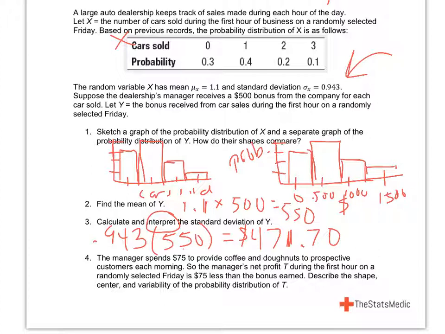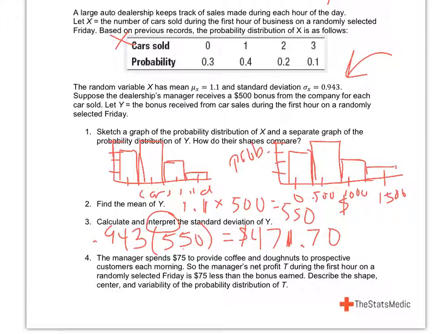So looking at number 4 here, the manager spends $75 to provide coffee and donuts to prospective customers each morning. So the manager's net profit during the first hour on a randomly selected Friday is $75 less than the bonus earned. Describe the shape, center, and variability of the probability distribution of T.